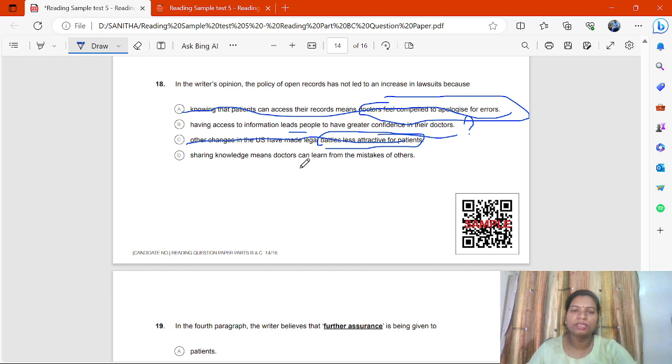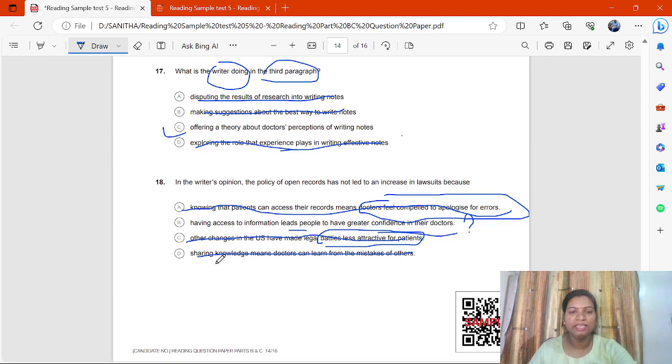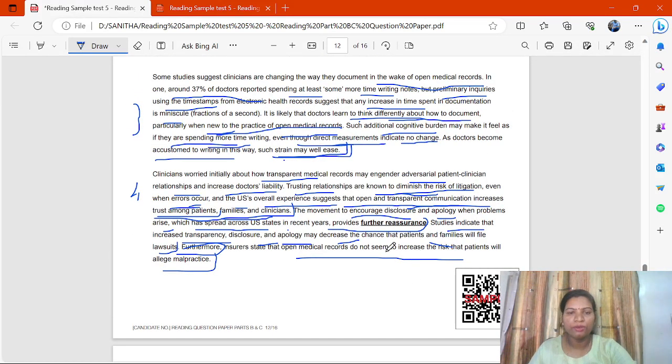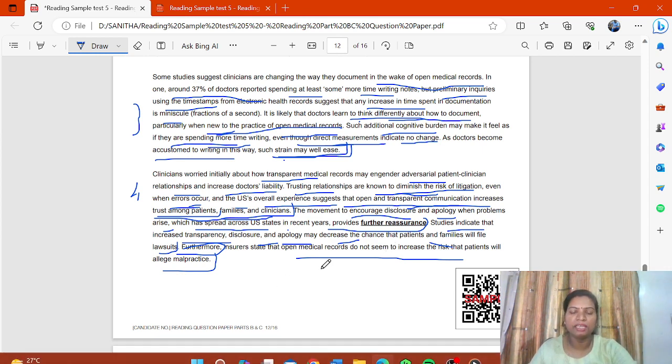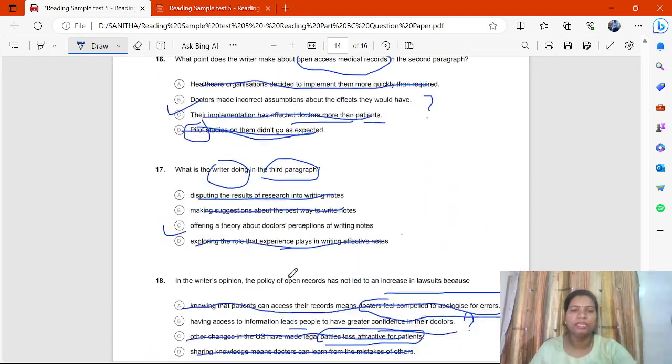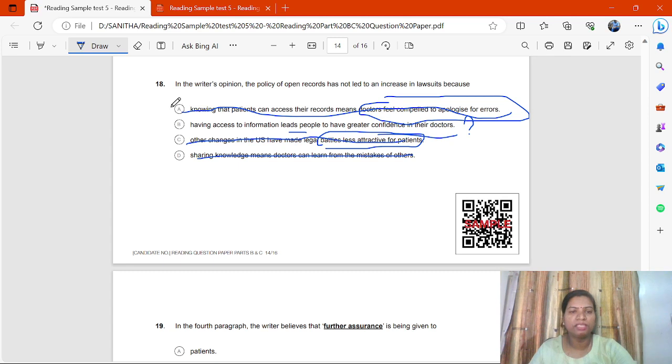Sharing knowledge means doctors can learn from the mistakes of others. Is it said anywhere? No, you can go through this passage again and skim it, and find out whether any option has any meaning matching the paragraph. No. So we eliminated three options, we confirmed these three options are not in the passage.